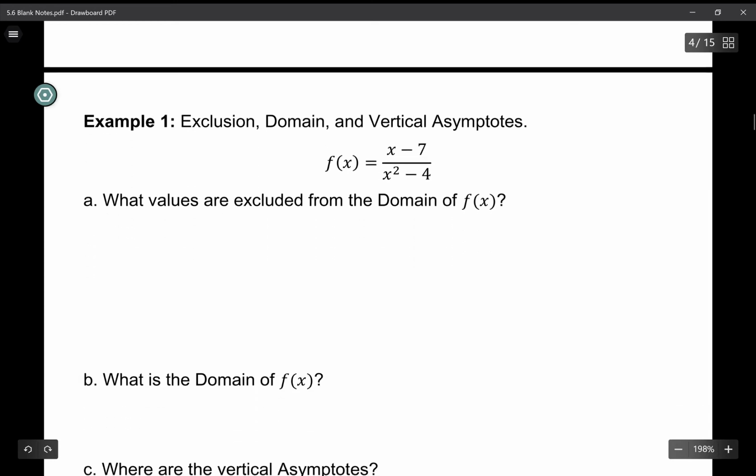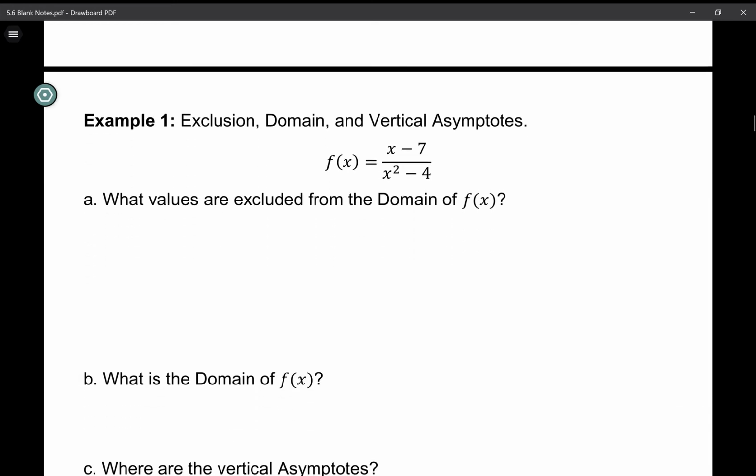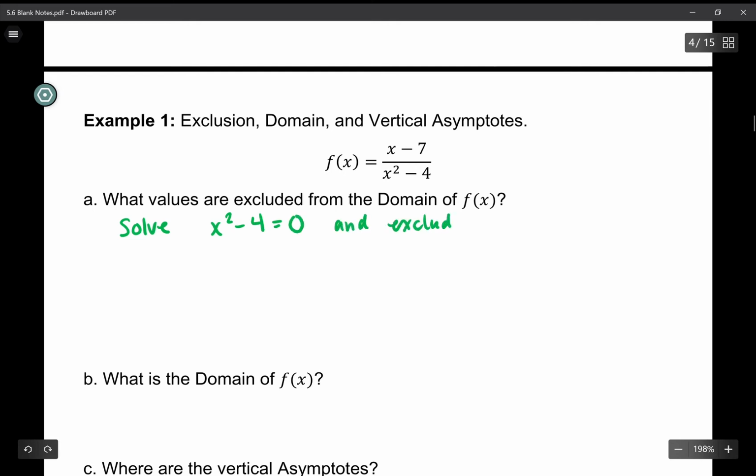All right, here's our example. f of x equals x minus 7 over x squared minus 4. The first thing we're going to try to figure out is which values are excluded from the domain of f of x. For it to not be in the domain, that's where the denominator equals 0. To figure that out, we need to solve x squared minus 4 equals 0, and then exclude those values. You could use the quadratic formula to solve this, but I'm going to use the square root method. I'm going to add 4 to each side. That gives me x squared equals 4.